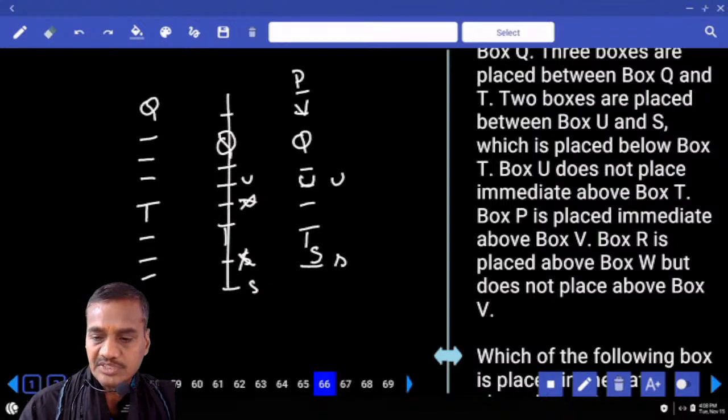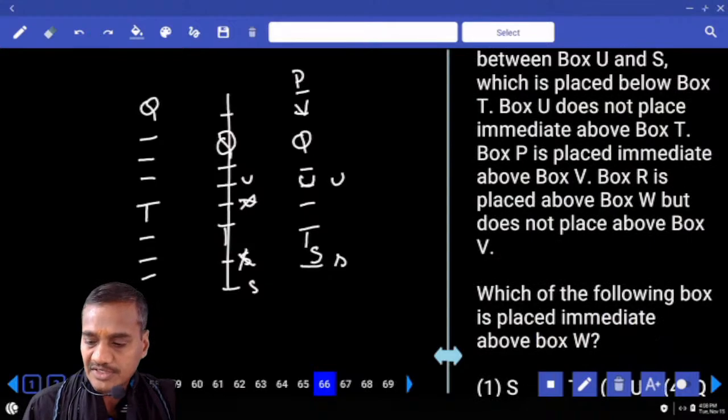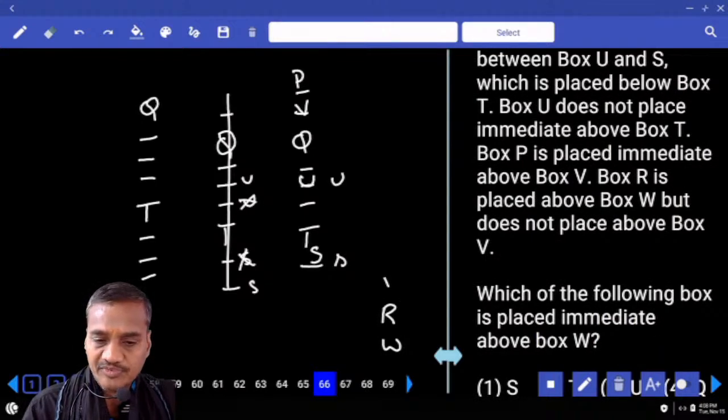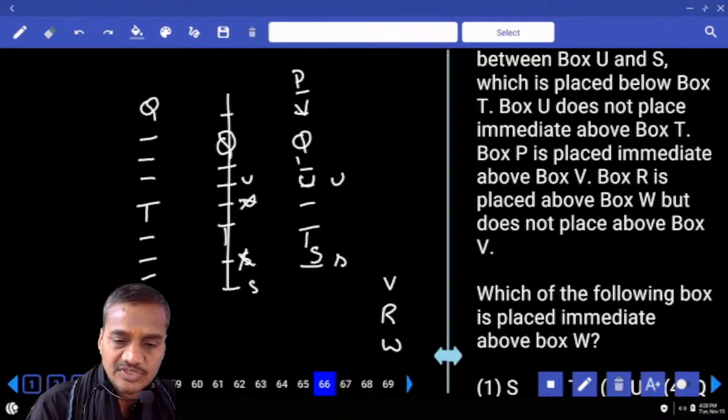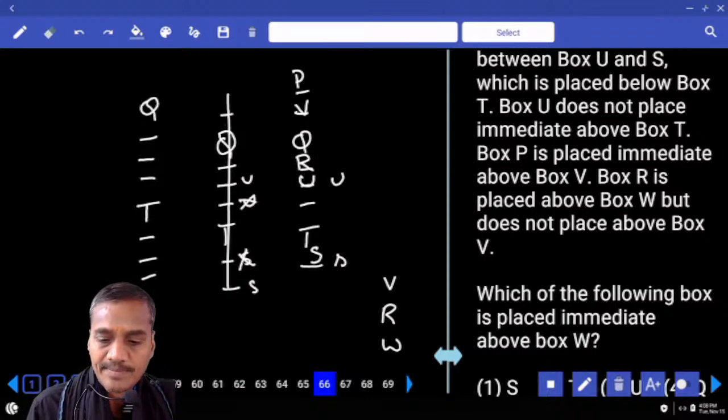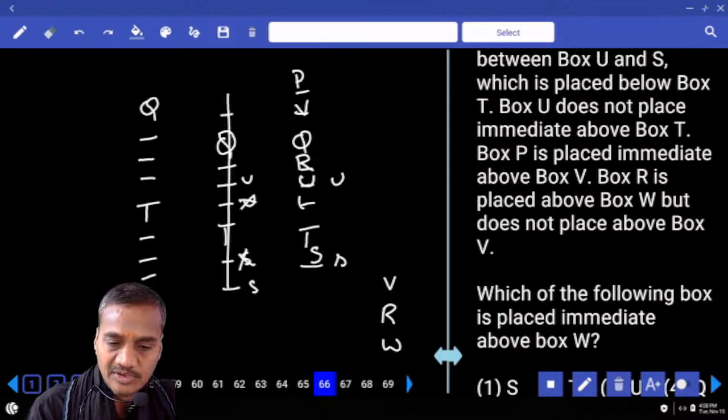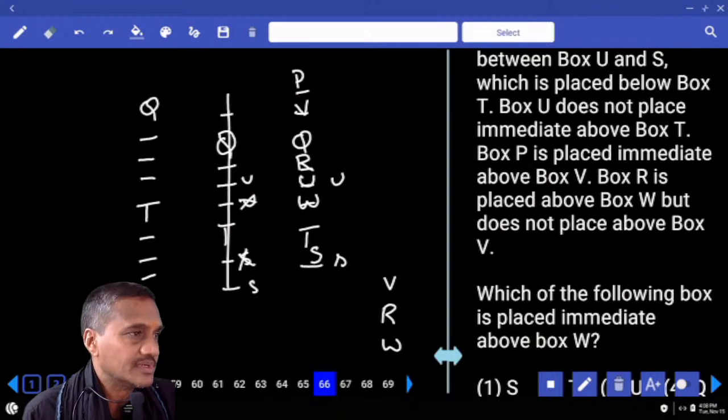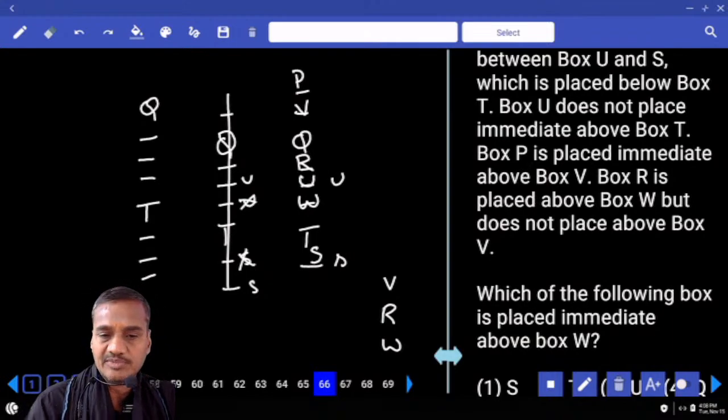And next one, P is placed immediately above V. And R is placed above W. R is above W, but before this V. R is above this W, but before this V. And so where this R is above this W, and below this V, W and V will be here. Done with this, what is the final arrangement we have?